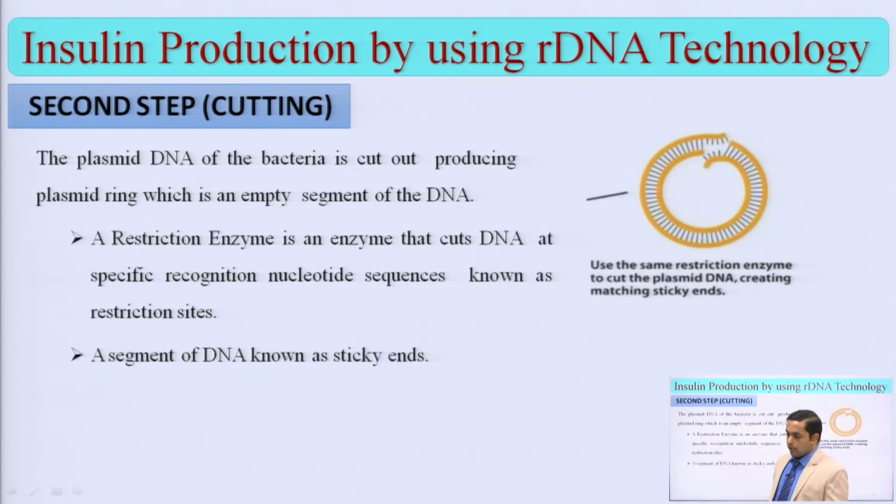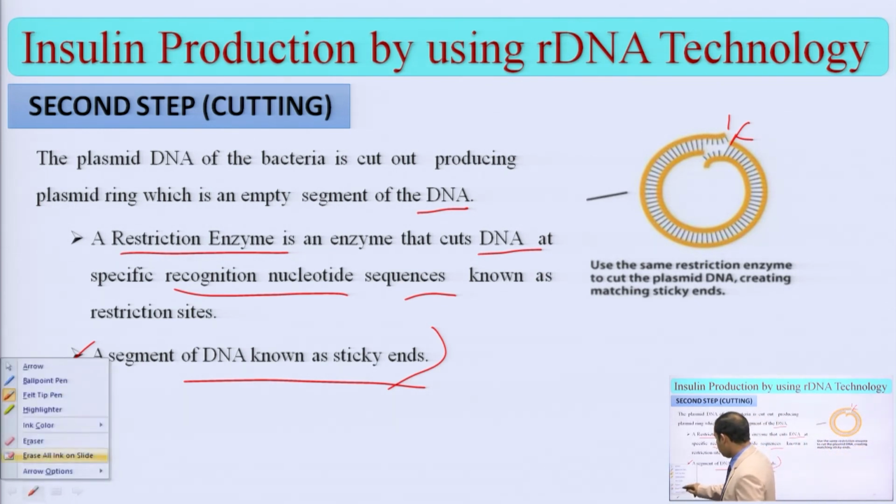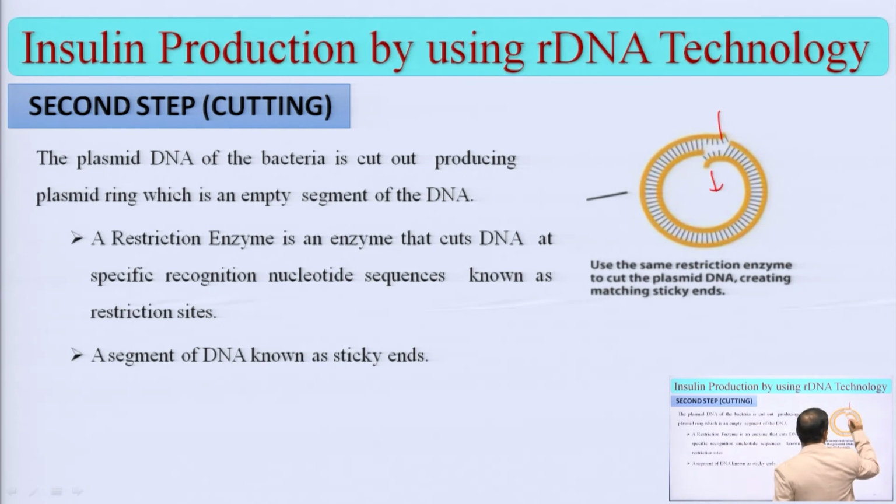So, in the second step, what will you do? You will cut. How will you cut these things? You see, the plasmid DNA of the bacteria is cut open, producing a plasmid ring, which is an empty segment of the DNA. Here is the restriction enzyme or restriction endonuclease enzyme. This will cut the DNA at a specific recognition nucleotide sequence. Okay, it is called a restriction site. The cut segments of DNA are known as the sticky ends. This area will be called the sticky ends.